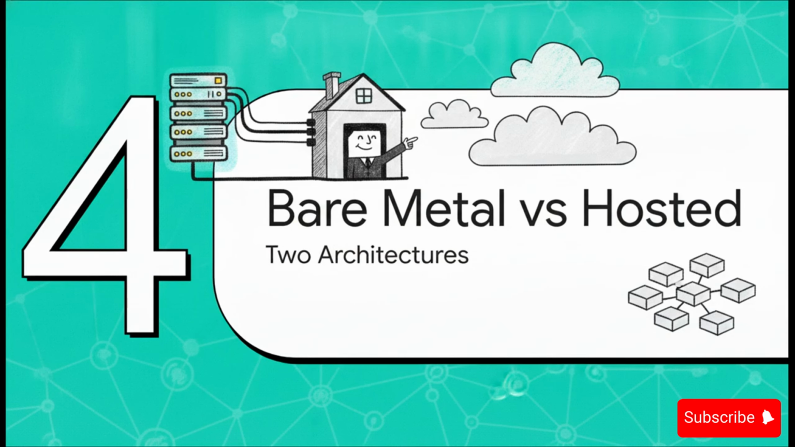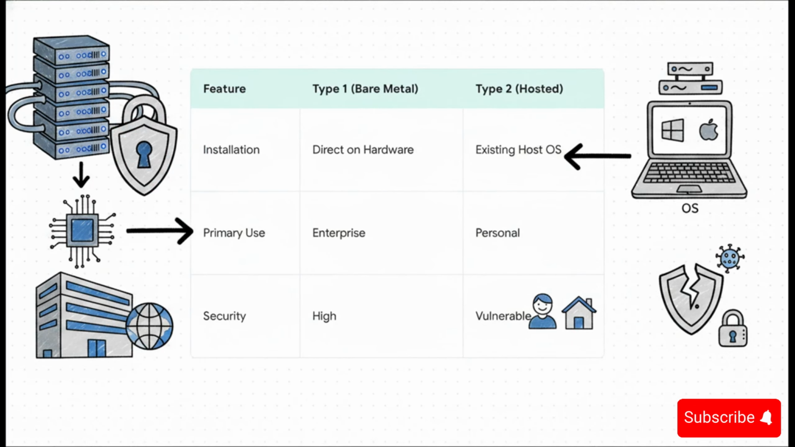All right, Section 4, bare metal versus hosted, the two architectures you absolutely need to know. In practice, there are two distinct ways you can actually set this up. Type 1 is known as bare metal. This runs directly on the actual hardware of the server. Because there's no underlying operating system sitting between the hypervisor and the silicon, it has an incredibly tiny attack surface. That makes it highly secure, exceptionally fast, and really it's the absolute standard for massive enterprise environments.